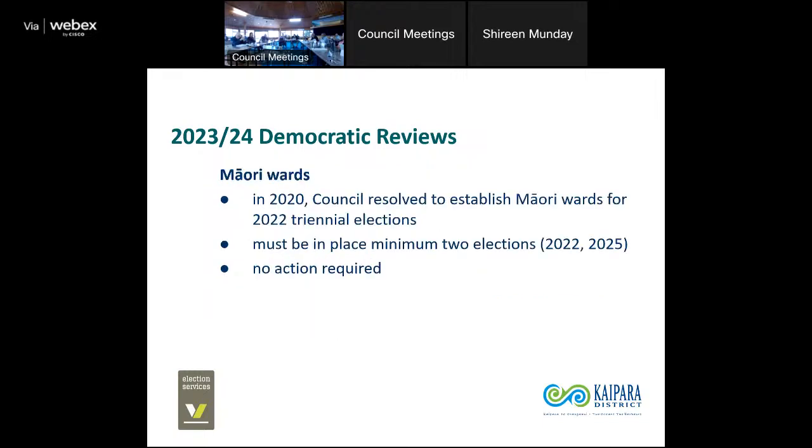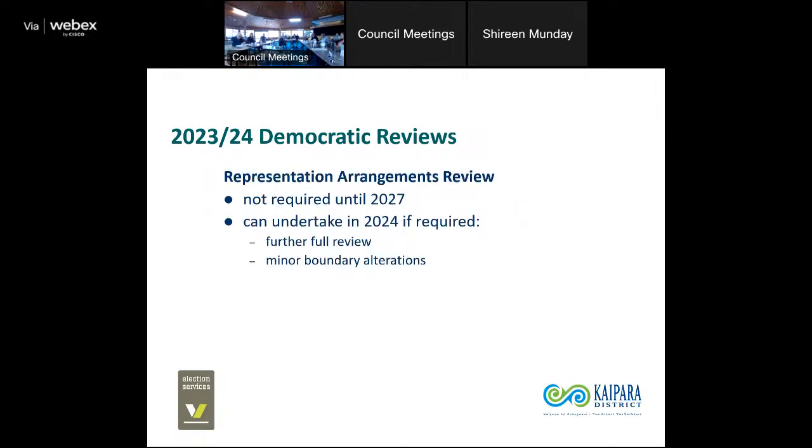The second issue is Māori wards. Basically nothing to do here. In 2020, council resolved to establish Māori wards and they must be in place for a minimum of 2 triennial elections. So that's 2022 and 2025. So they can be reconsidered after the 2025 elections.